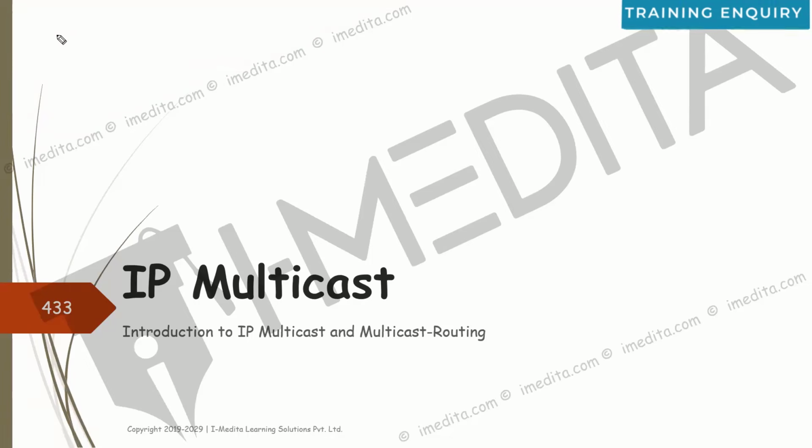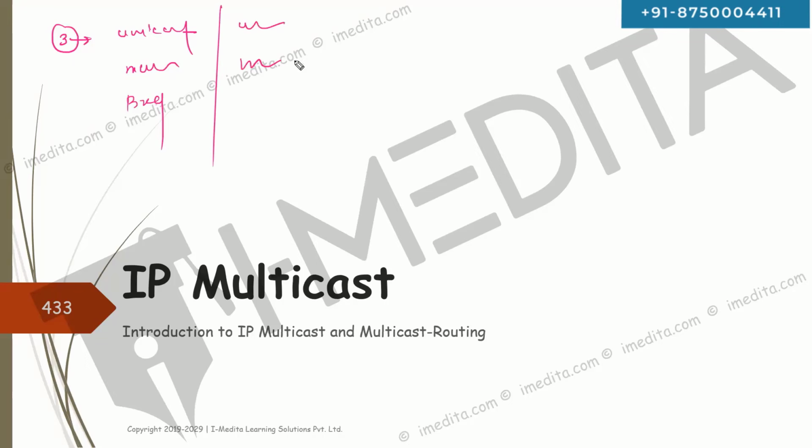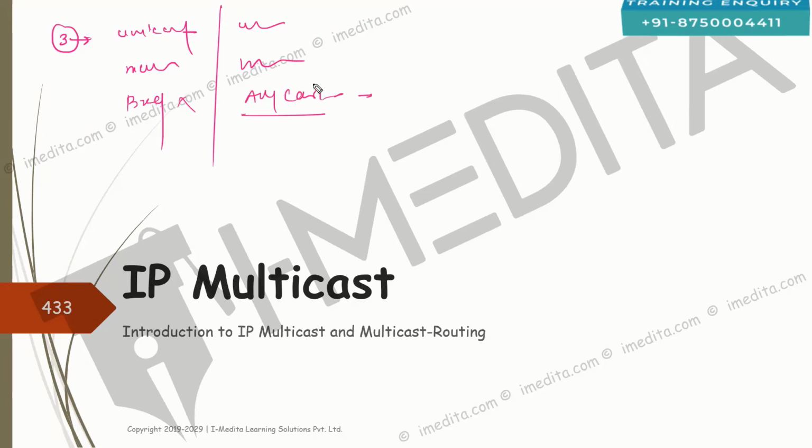So there are three types of addresses that we have in both IPv4 and IPv6. In IPv4, we have unicast addresses, multicast addresses, and broadcast addresses. When it comes to IPv6, we still have unicast and multicast, but in IPv6, we don't have broadcast. We have anycast instead, which is like one-to-nearest communication.